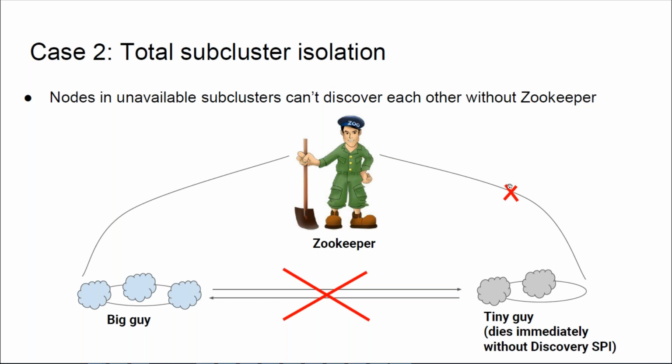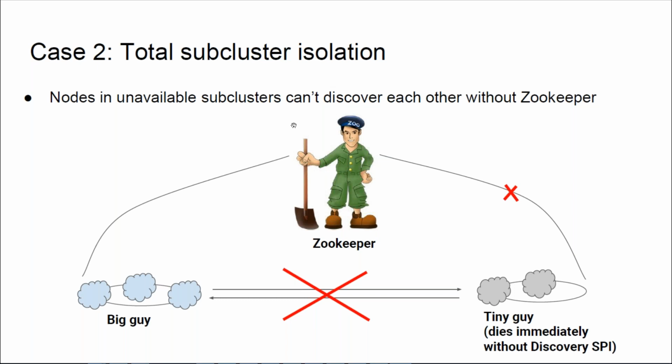So if the connection to Zookeeper is unavailable, then the nodes are not a cluster anymore. They are just single nodes. Yes, and they just get shut down. So in such a case, that isolated subcluster that is unavailable to Zookeeper will be shut down immediately as well. And there will still be no problem with conflicting updates.